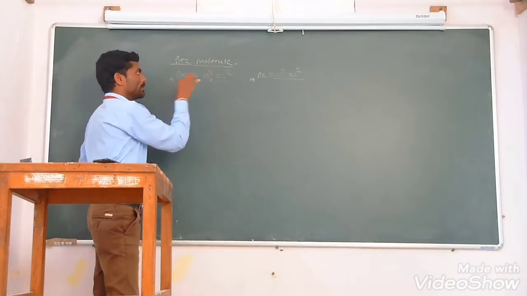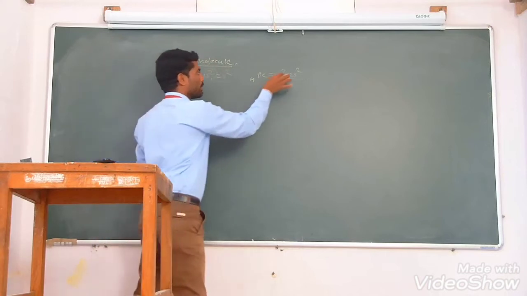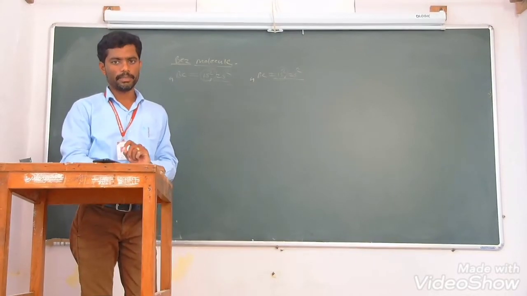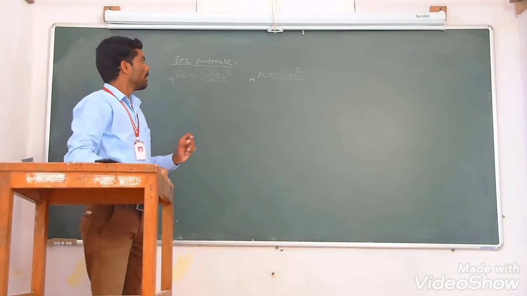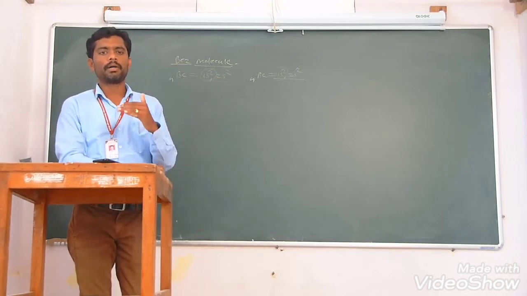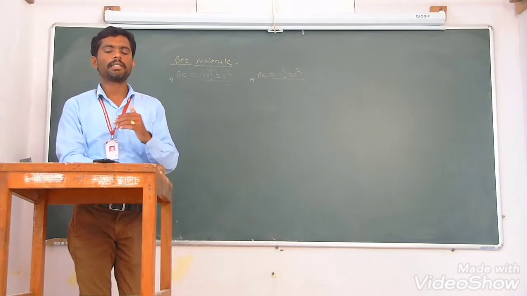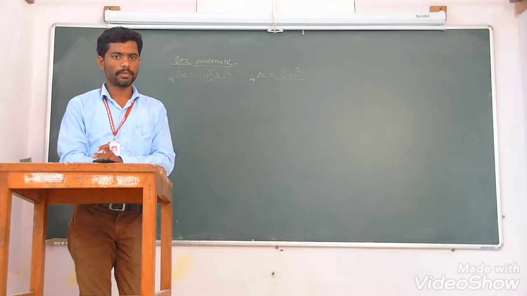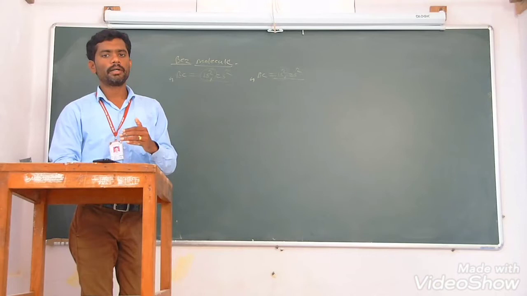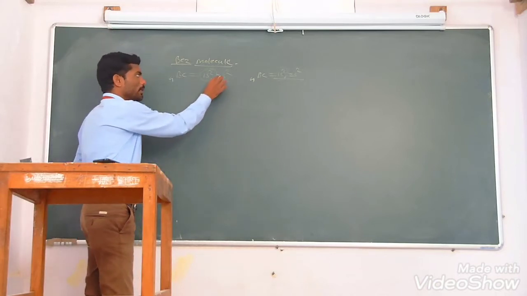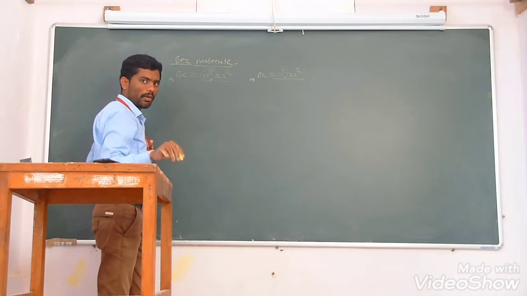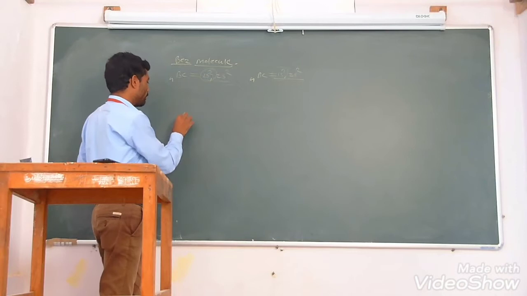Here 1s is a lower energy orbit. That's why it does not take part in chemical bond formation. Only 2s, that is the outer shell orbit, takes part in chemical bond formation. So the 1s orbit remains as a non-bonded orbit. So only the 2s orbit of each beryllium atom combines and overlaps to form two molecular orbitals.